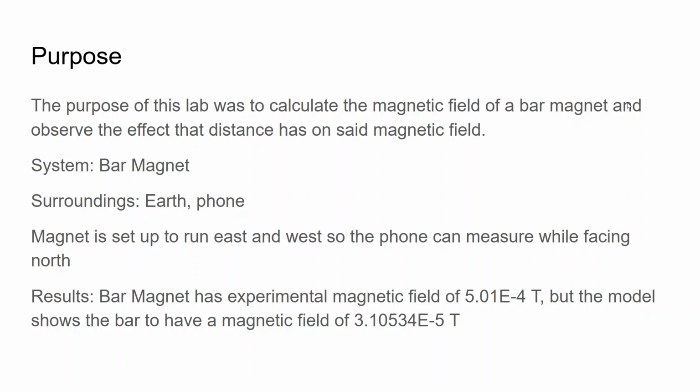The results. The bar magnet had an experimental magnetic field of around 5.01 e to the negative 4 teslas, but the model shows the bar to have a magnetic field of 3.10534 e to the negative 5 teslas.